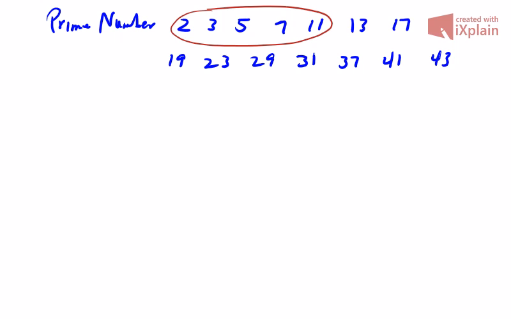How can you memorize that? Just remember 2, 3, 5 and get a Slurpee at 7, 11. 2, 3, 5, get a Slurpee at 7, 11.